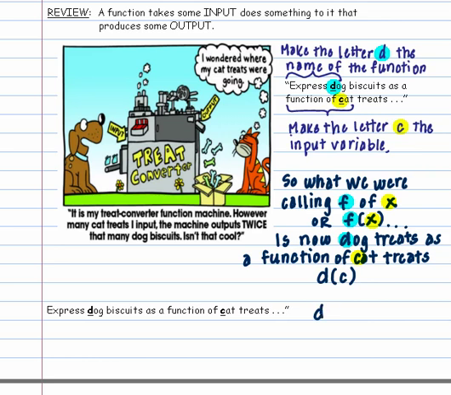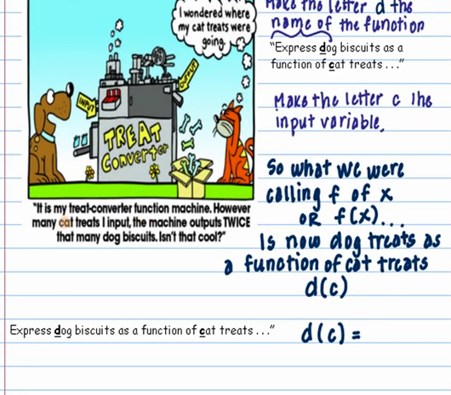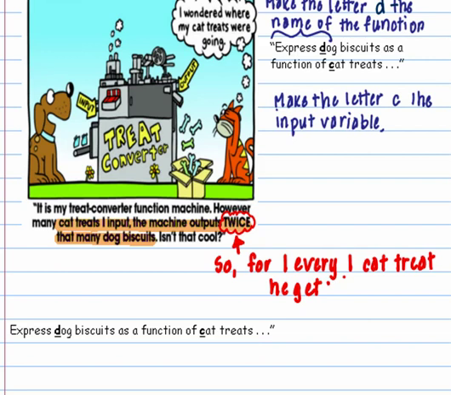Express the dog biscuits as a function of cat treats, and in this case we're going to have to create an expression after our name D of C. Let's look at what's actually happening here in this situation. The dog says he gives 1 cat treat and he gets 2 dog treats, or 2 dog biscuits, out of it. So for every 1 cat treat, he gets 2 dog biscuits.